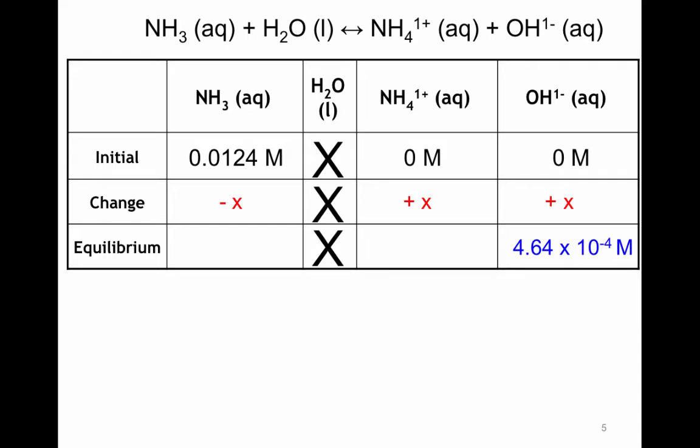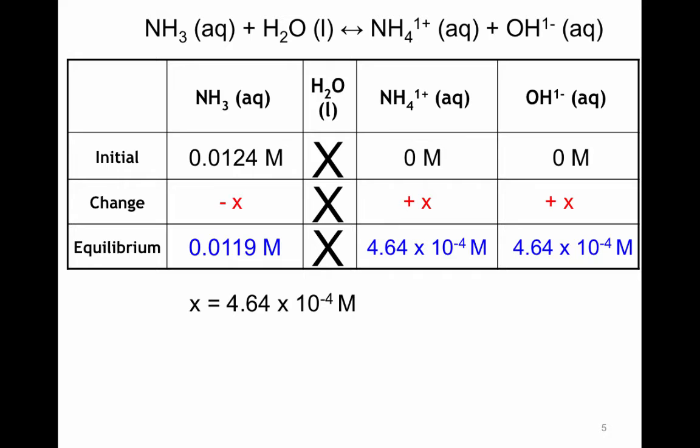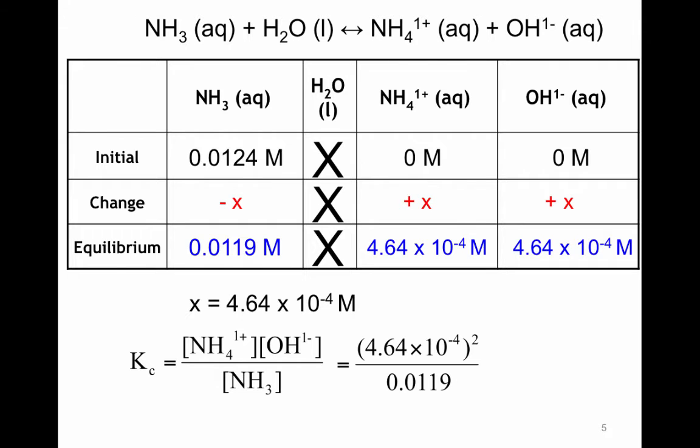It's telling me it's 4.64 times 10 to the negative 4 molar. So that must mean that's what x is. I can go in and then calculate what my other concentrations are. So ammonia, if I subtract x, I get my equilibrium concentration as shown, and my ammonium concentration is the same as my hydroxide concentration. Now that I know my equilibrium concentrations, I can plug them into my equilibrium expression, which again does not include water because water is a liquid. I plug it in and my K value is shown below, 1.81 times 10 to the negative 5.